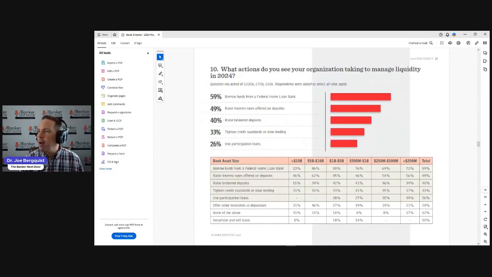So, what actions do you see your organization taking to manage liquidity in 2024? 59% borrow funds from the Federal Home Loan Bank. 49% raise interest rate offers on deposits. 40% raise broker deposits. And 33% tighten credit standards or slow lending.